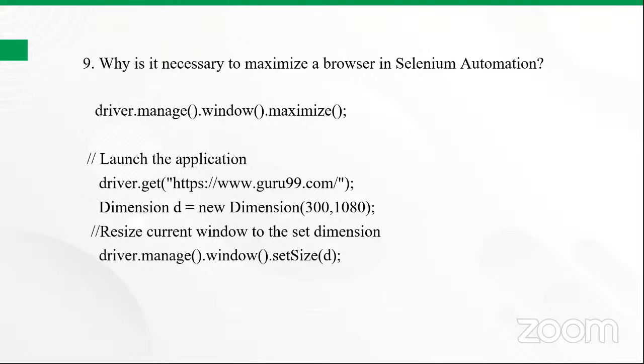If you want to maximize, you can directly use the maximize function. If you want to set a specific size to the browser window, then you need to use the dimensions. You need to create the object of the dimension, specify the dimension, and then use the setSize method of the window function. Okay, are you all clear on that?